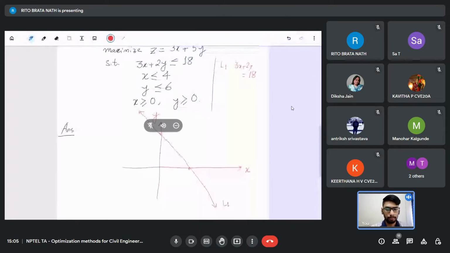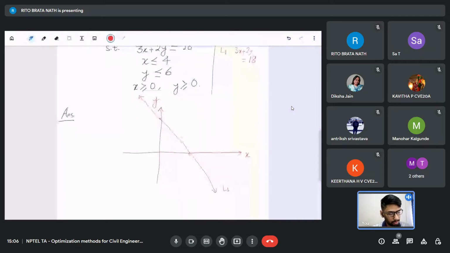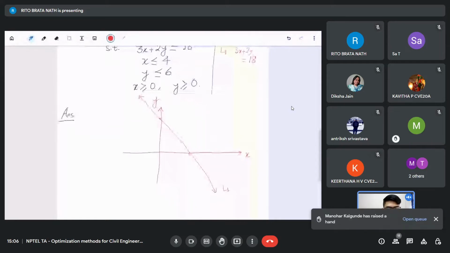Now can anyone tell me where the feasible region will be for the straight line to satisfy that less than or equal to inequality, whether it will be towards the origin or outward from the origin? Manohar has raised his hand. Anyone else? You can raise your hand if you know the answer. Okay, so what you say is away from the origin. That means in this direction.